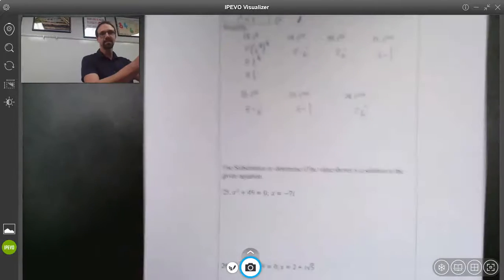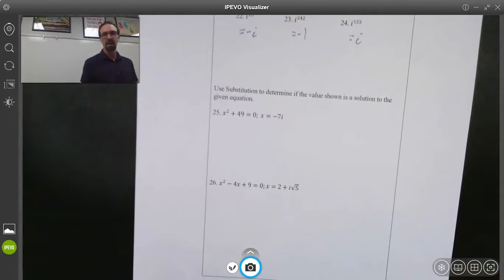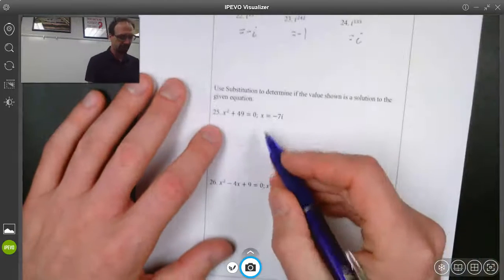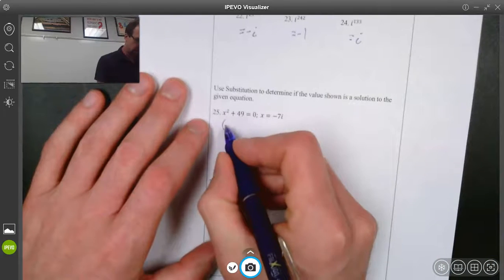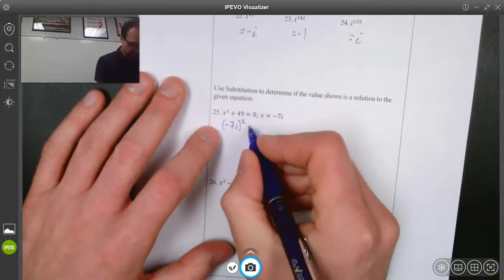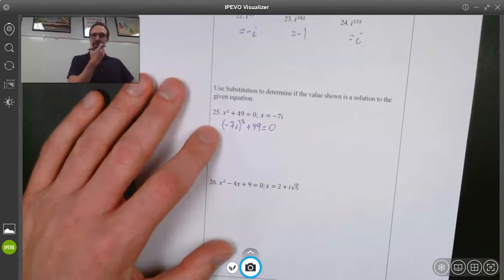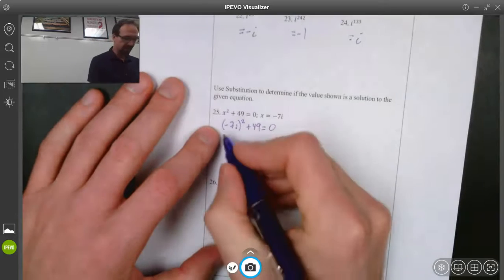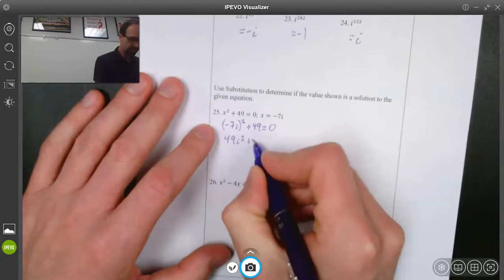And then this last part, we're using substitution to determine if the value shown is the solution of the given equation. So remember, when you plug in a number, you plug it in wherever you see that. So if I plug in negative 7i wherever I see this x squared, I'm going to have negative 7i in parentheses, and then squared, and then plus 49 equals 0. Remember, you're squaring each of these terms here. Negative 7 squared is going to be a 49, and then I'm going to have i squared plus 49 equals 0.